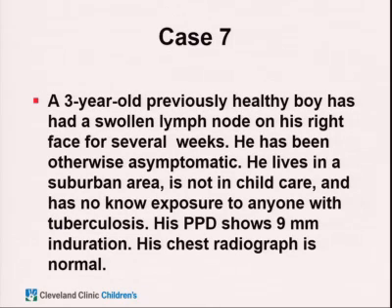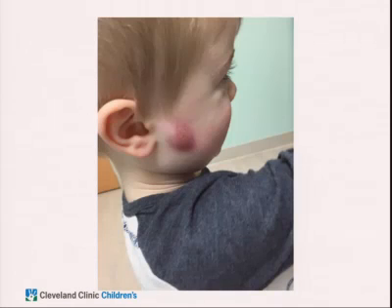Okay, so the last case is a 3-year-old previously healthy boy who had a swollen lymph node on his right face for several weeks, has been otherwise asymptomatic. He lives in a suburban area, is not in childcare, and has no known exposure to anyone with tuberculosis. You put a PPD on and it is 9 millimeters indurated, and his chest x-ray is normal. And this is what it looks like.